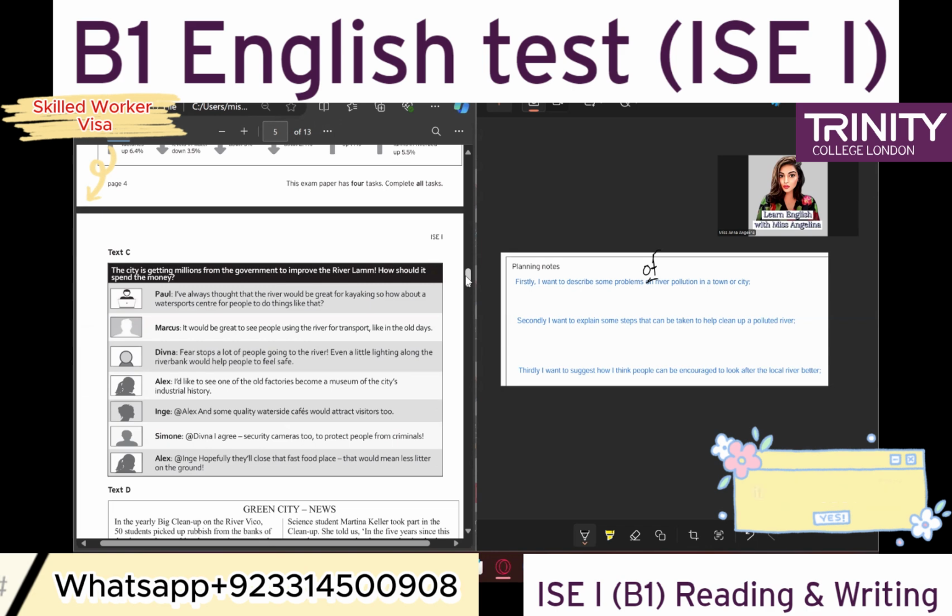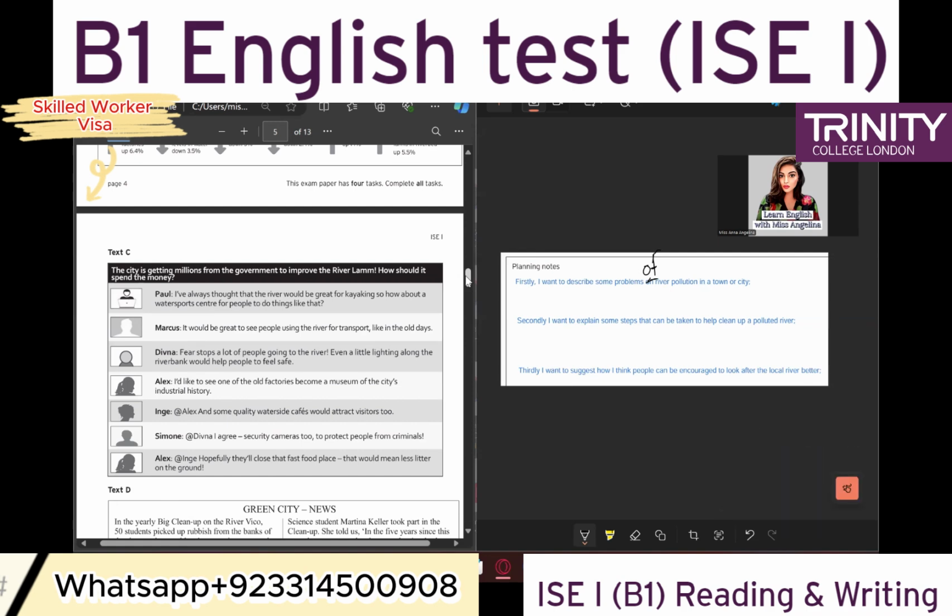Number one is it would be great to see people using the river for transport like the old days. Free stops, a lot of people going to the river, even a little lighting along the river bank would help people to feel safe. To see one of the old factories become a museum of the city's industrial history.